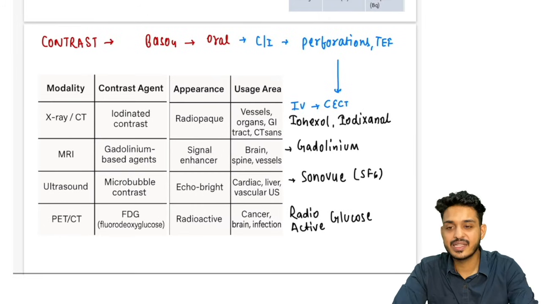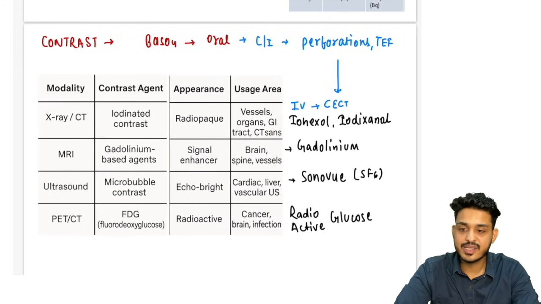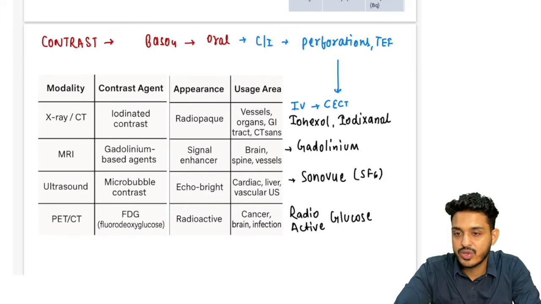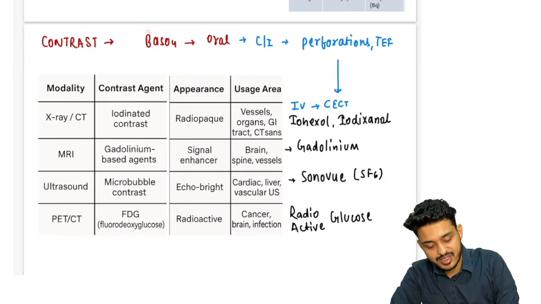Then comes the next thing in the basics of radiology: the contrast. What are the contrast agents we are going to use? Contrast means what? We are going to use a color, right?